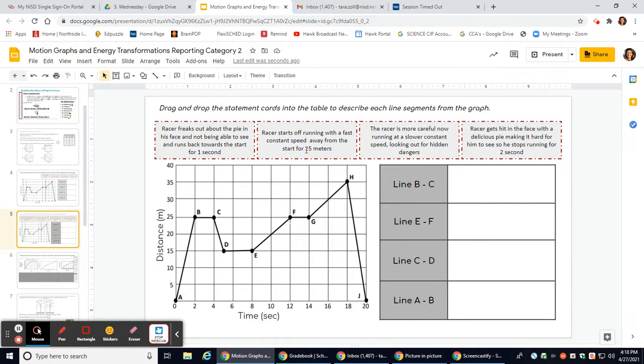Here we have some scenarios, and we're going to try to match them. So I'm going to read the scenario and then see which one it best matches. Racer freaks out about a pie in his face. Not being able to see, he returns toward the start for 1 second. So remember, when you return to the start, you're going back from where you came from. But we only go for 1 second. So here's time 1 second.